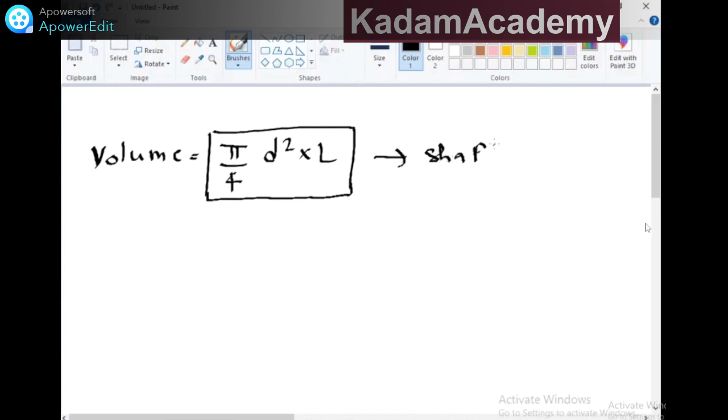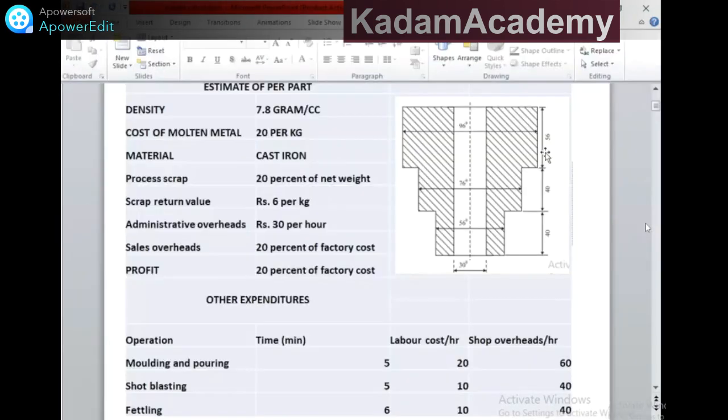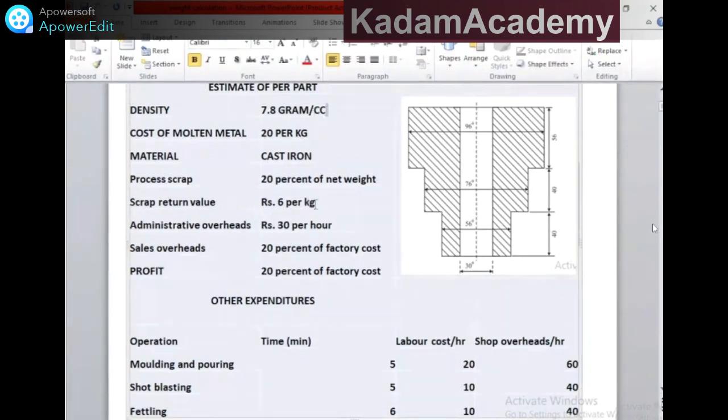Okay. Now, in this case, if you consider we have 3 diameters. So I will take pi by 4 as common, and I'll convert all the dimensions into centimeter. Because if you see the density of the component is gram per centimeter cube. Is this clear? Yes, sir.